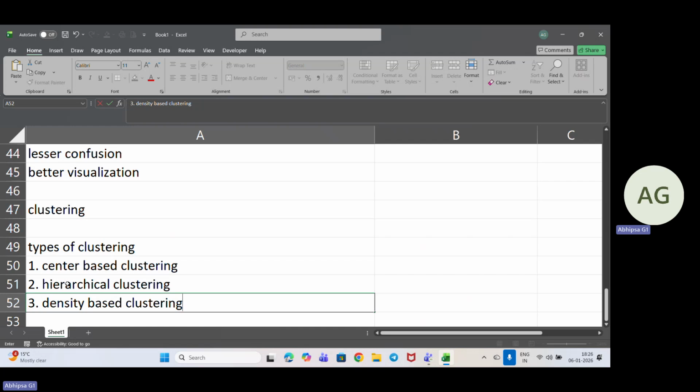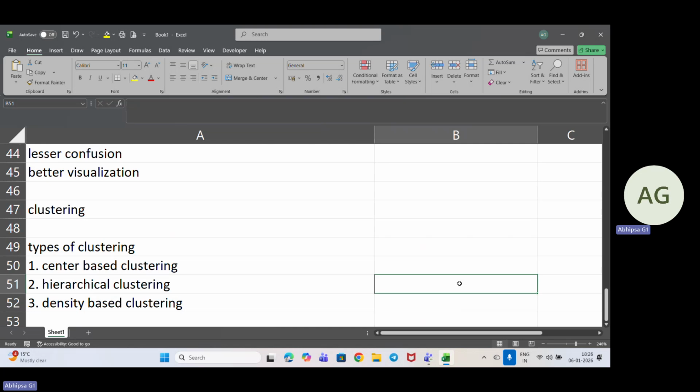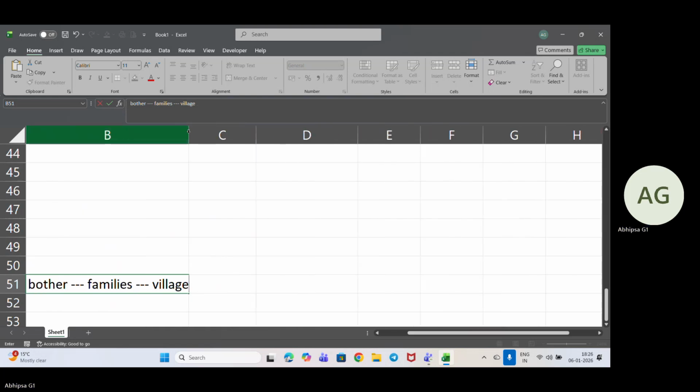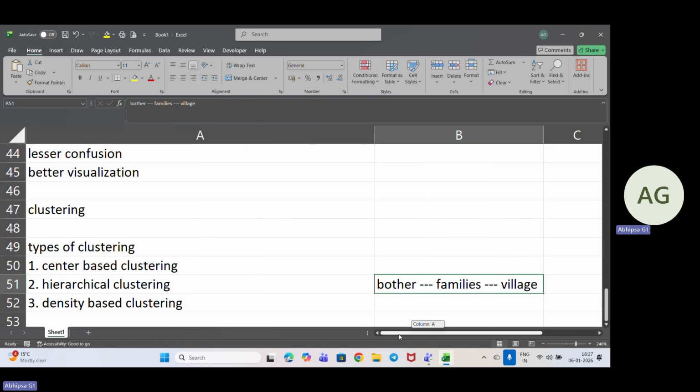Coming down to hierarchical clustering. Hierarchical clustering is like a hierarchy, like a family tree, as you understand, right? The smaller groups combine into a bigger group. Suppose in hierarchical clustering I am taking brothers, then we have the family, then we have the village. This is the exact idea, how it goes in a hierarchical form.